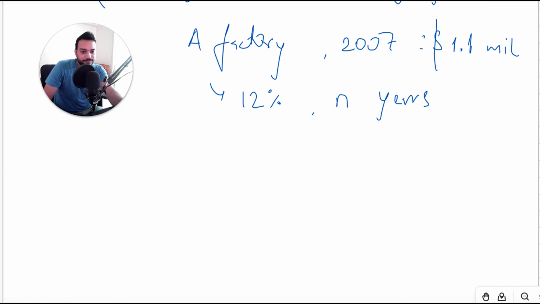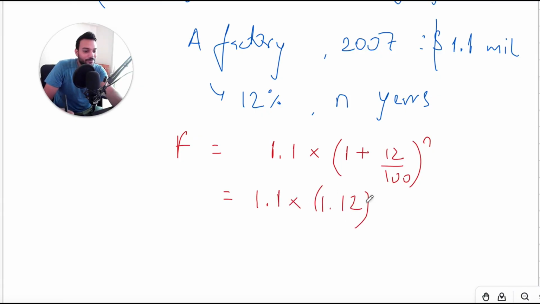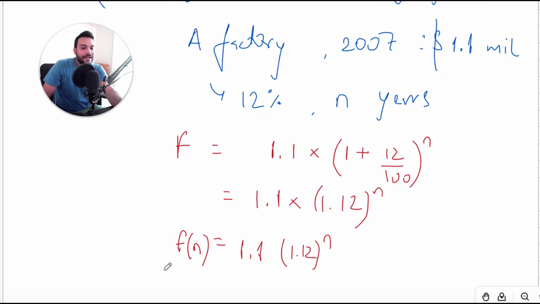So let's do this. Let's say the value is F for factory. F is equal to 1.1 million. Keep it outside, that's the K, times the 12% increase: 1 plus 12%, raised to n. So 1.1 times 1.12 raised to n. This is the final value in exponential functions. This is how you can quickly write it.